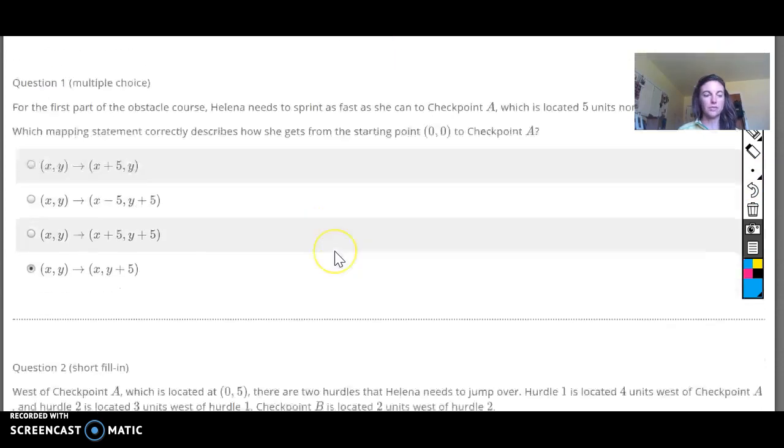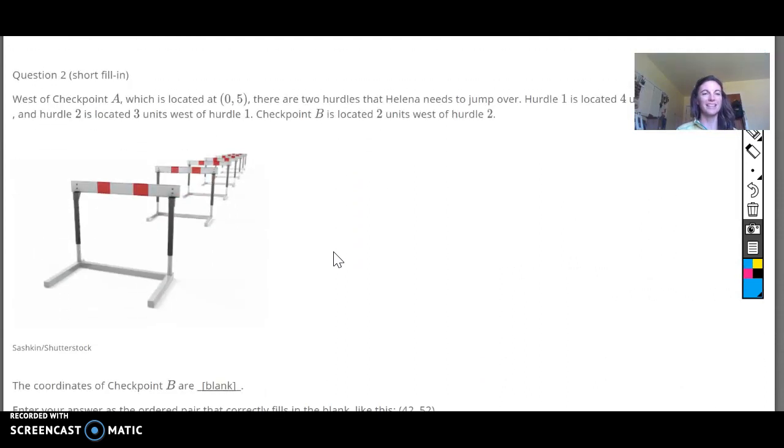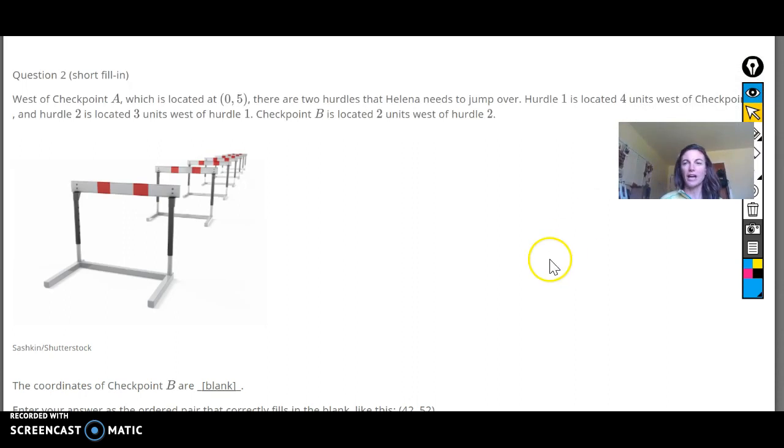So let's scroll down to question 2. West of checkpoint A, which is located at 0 and 5, as we just figured out, there are 2 hurdles that Helena needs to jump over. Hurdle 1 is located 4 units to the west of checkpoint A, and hurdle 2 is located 3 units to the west of hurdle 1. Checkpoint B is located 2 units to the west of hurdle 2. So we've got 4 units to the west, 3 units to the west, and 2 more units to the west.